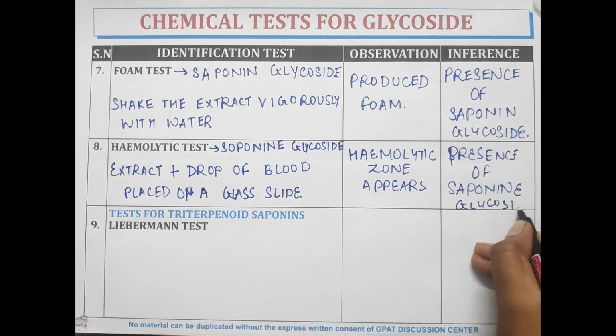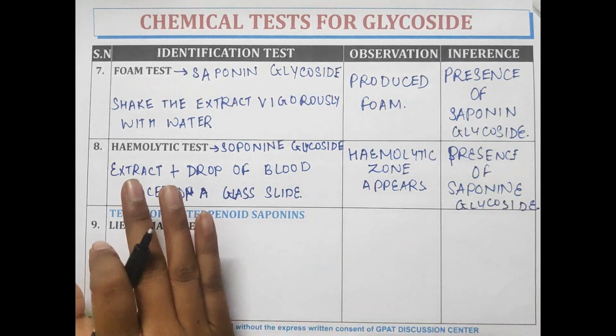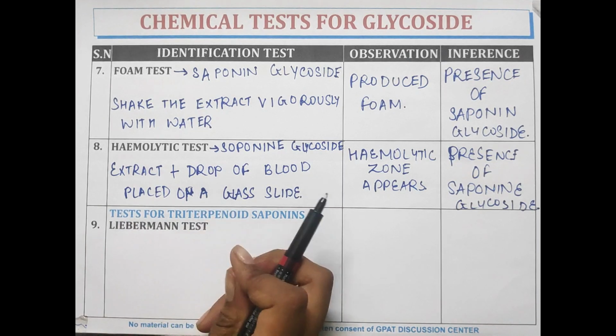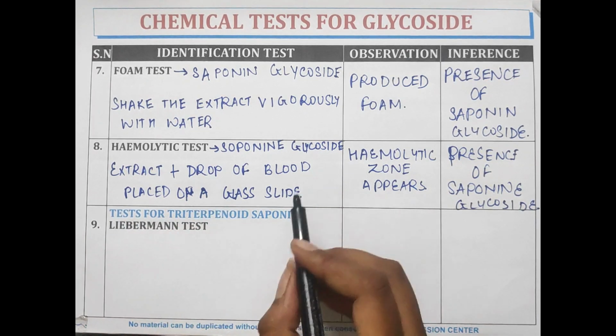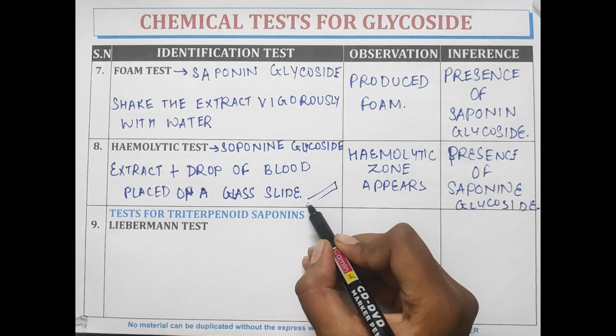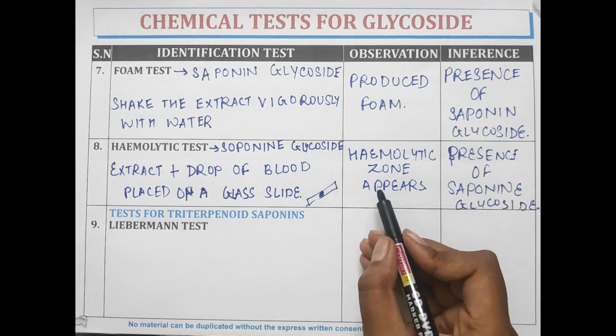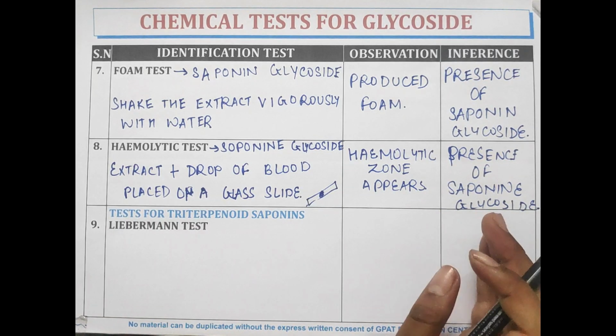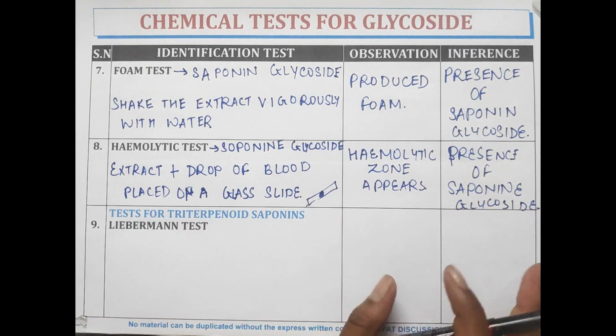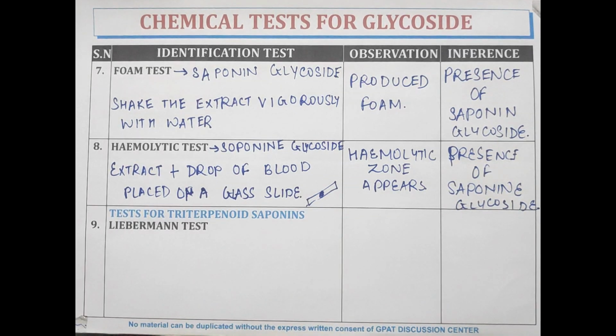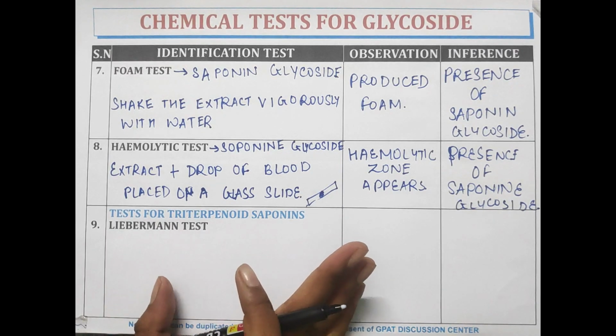In hemolytic test, extract is mixed with a drop of blood which is placed on a glass slide. A hemolytic zone appears, which indicates presence of saponin glycoside. Another class of glycoside is triterpenoid saponins.